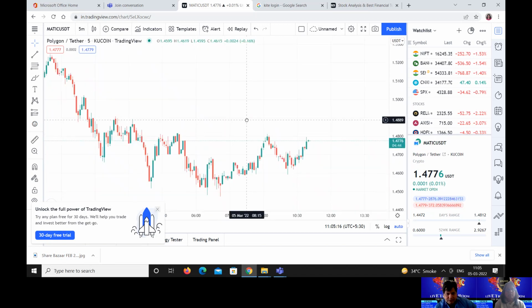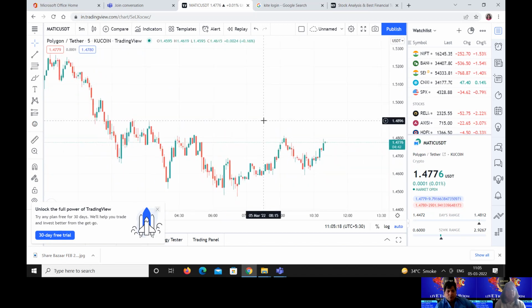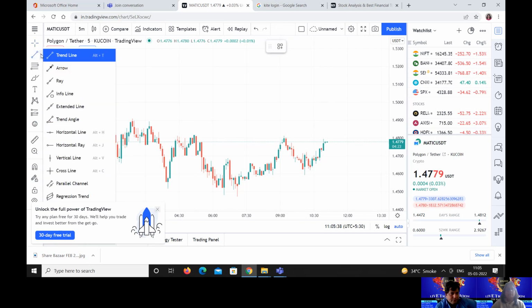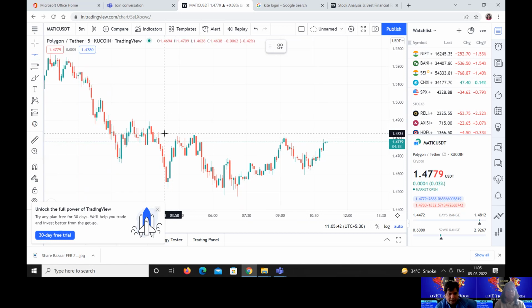Let's use this 5 minute chart. It's very simple. Look at this. I'm seeing the resistance in this chart. I spoke about support and resistance, right? Here I can see three resistances that have been hit on the 5 minute chart. Okay, I'll just draw the trend line. I'm just drawing a horizontal line here.